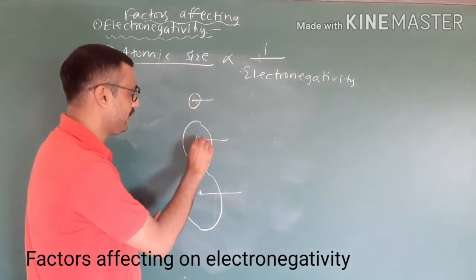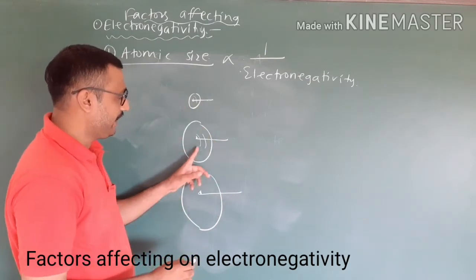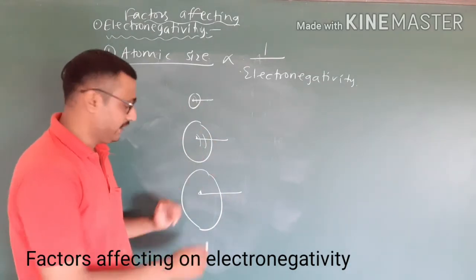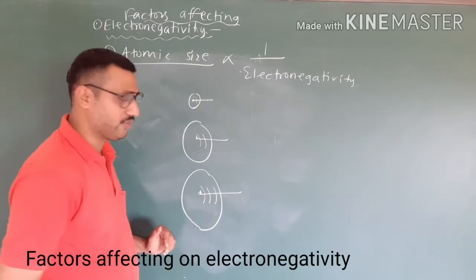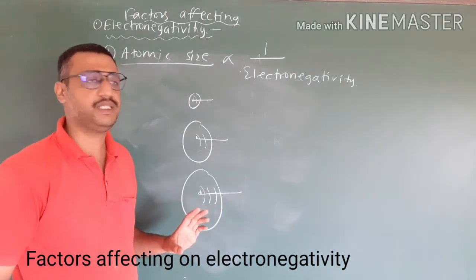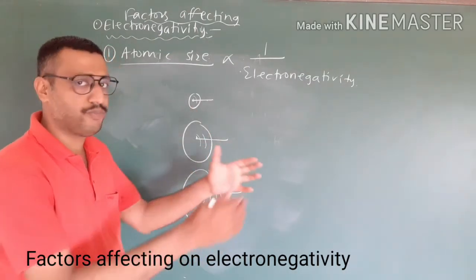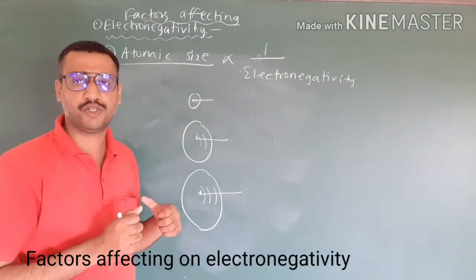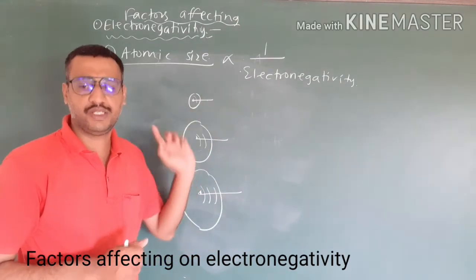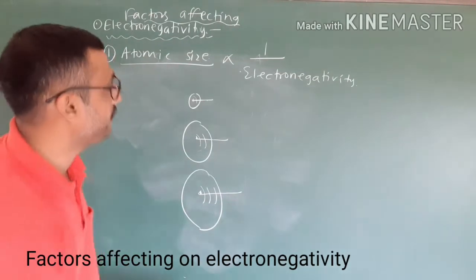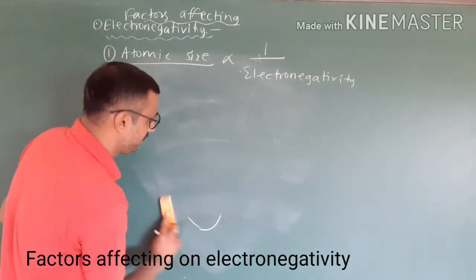Inner shell electrons are fewer in the case of lithium. Here there are two shells that act as an obstacle, so here the screening effect is more. So the conclusion is: the smaller the size, the more the tendency to pull bonded electrons, and that's why the electronegativity is more. So electronegativity is inversely proportional to atomic size.